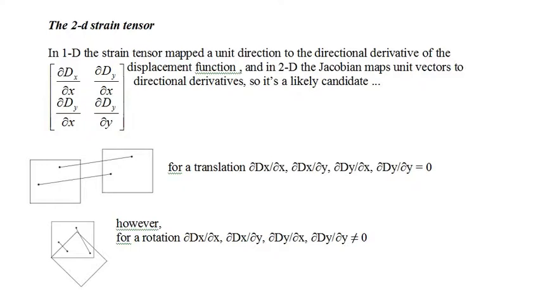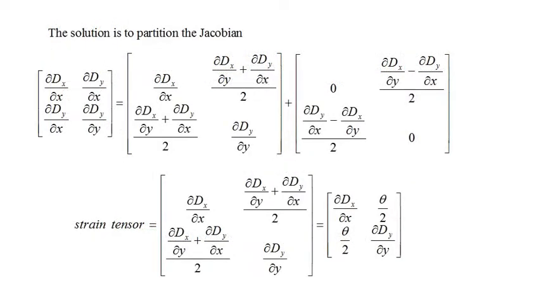When an object is translated, it does not produce any strain in the object. The displacement function is constant, and all the partial derivatives are 0, and hence the Jacobian is 0, so this is good. When an object is rotated, again, it does not produce any strain in the object. However, the displacement function is not constant, and the partial derivatives making up the Jacobian are not 0, and this is bad. The solution is to partition the Jacobian into a strain tensor and a rotation tensor as shown. We will only use the strain tensor.